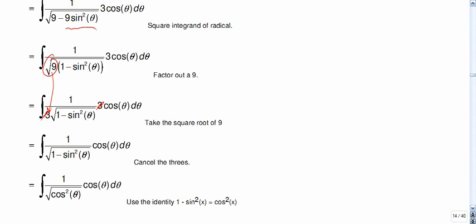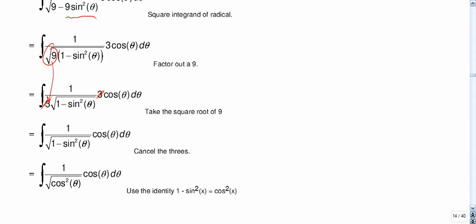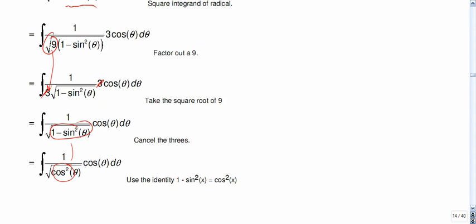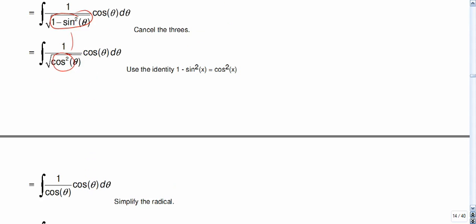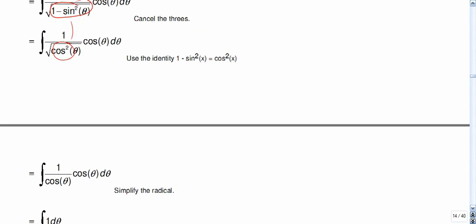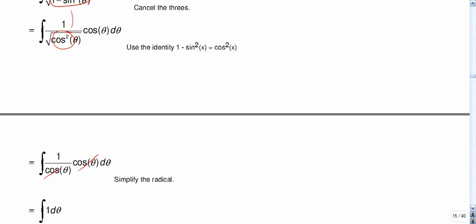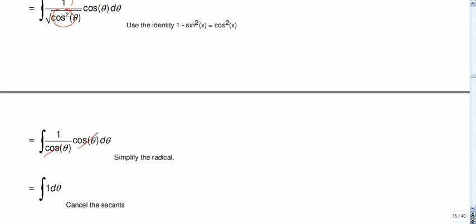Now, hopefully you remember that sine squared theta plus cosine squared theta equals 1. Or in other words, 1 minus sine squared theta equals cosine squared theta. So I'm going to take out my 1 minus sine squared theta, and in its place I'm going to put cos squared theta. Follow my nose to the simplification. Square root of cosine squared theta will give me cosine. So I have 1 over cosine theta multiplied by cosine theta d theta. And I'm sure at this point you feel pretty good about canceling the cosine thetas, which just leaves us the 1s.